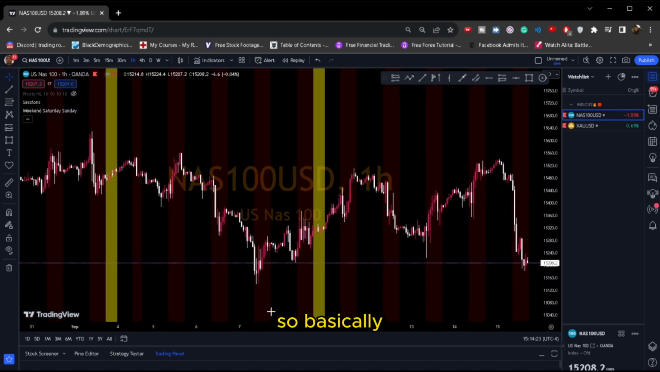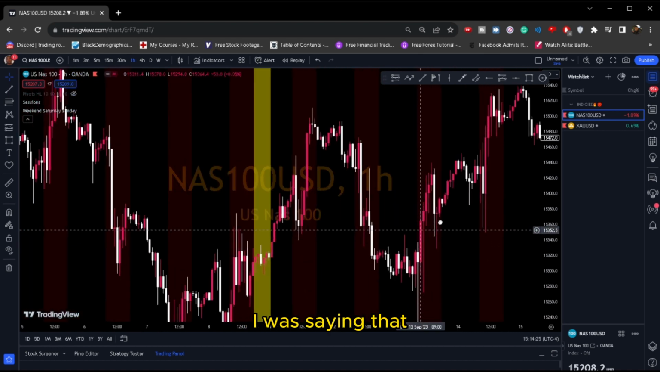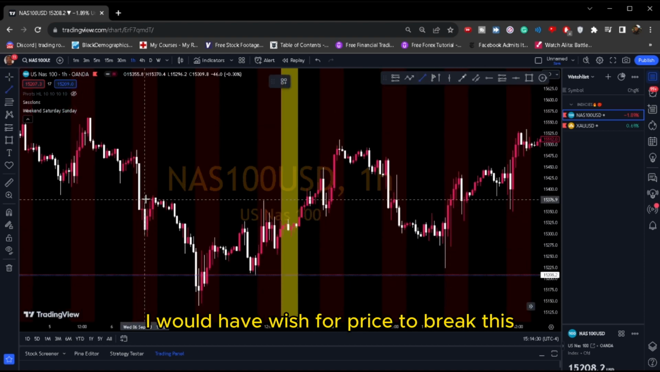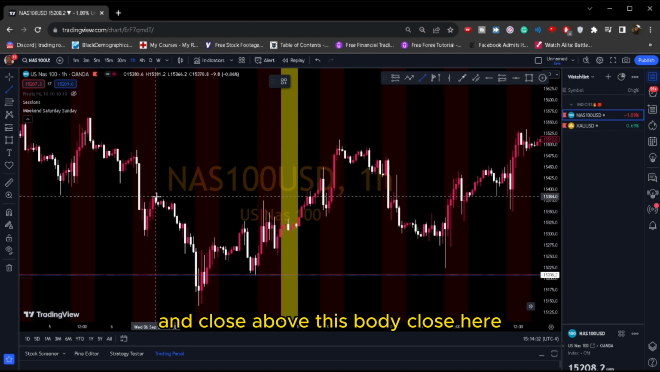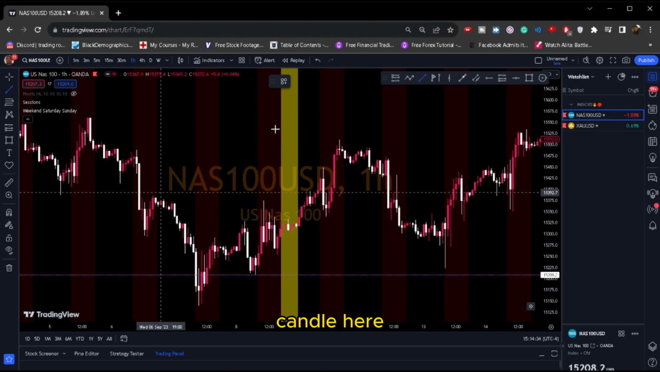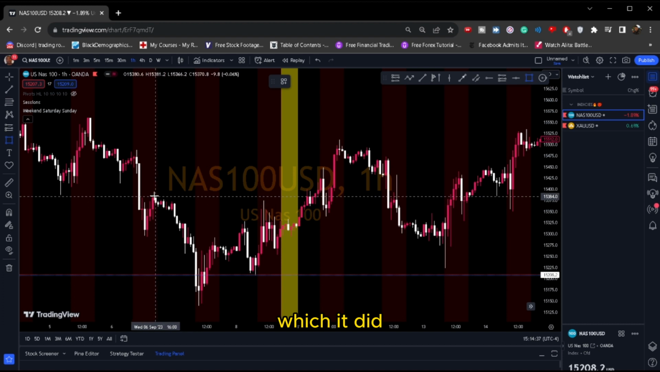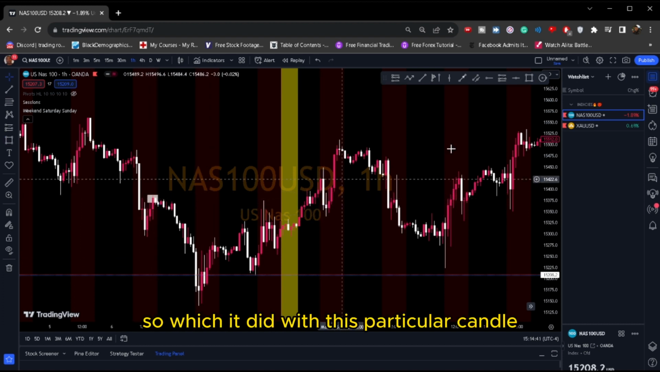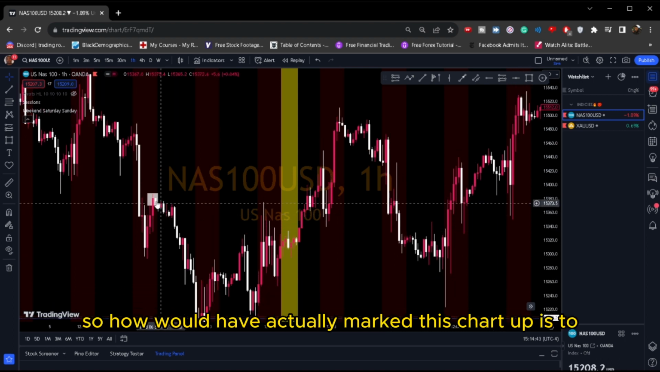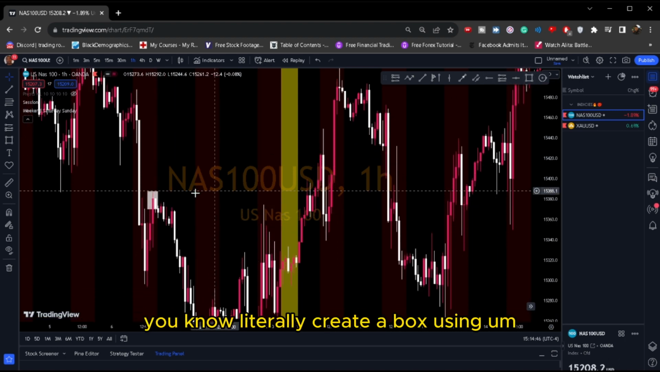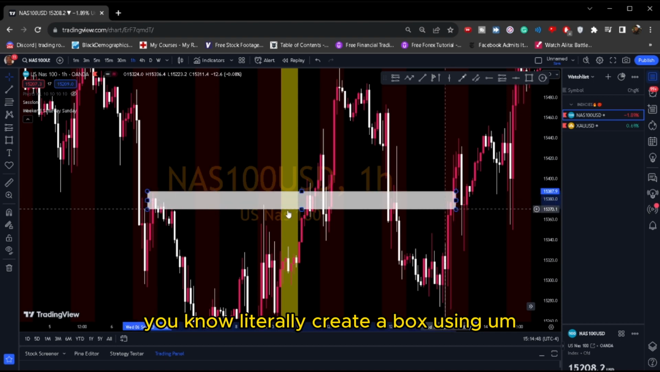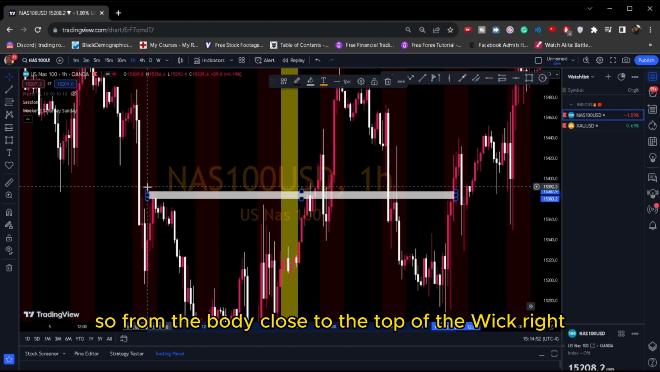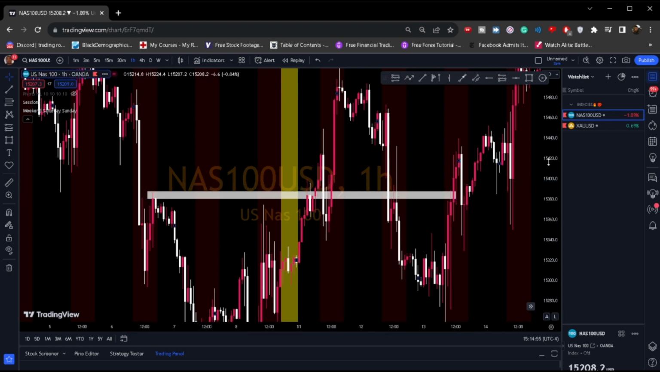So let's begin. So basically guys, in one of my previous videos, I was saying that in order for me to consider NASDAQ bullish, I would wait for price to break this and close above this body close here, above this candle here, which it did, right? So which it did with this particular candle. So how I would have actually marked this chart up is to literally create a demand zone. So from the body close to the top of the wick, right?